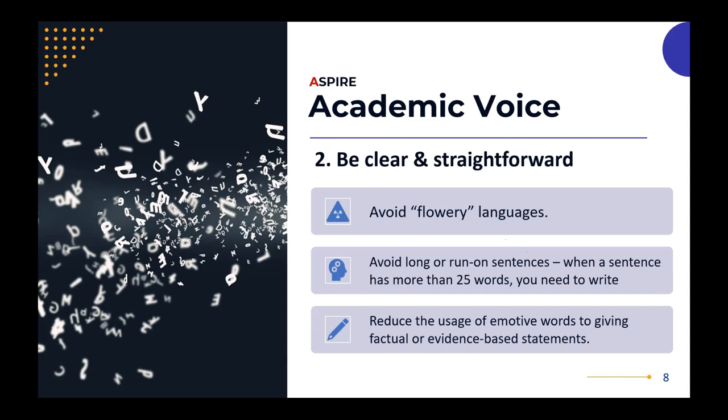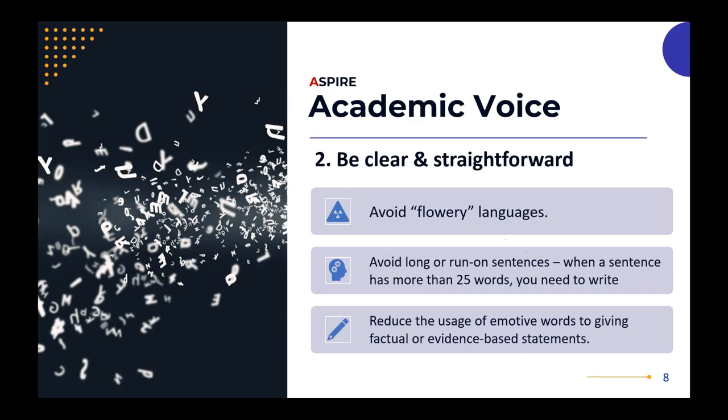to give factual or evidence-based statements. This is not really critical, but it will be good if you can avoid this. Emotive words are exaggerated words like desperate, very dangerous, and all this. Because when you make all these exaggerated claims, you have to find evidence to support them.